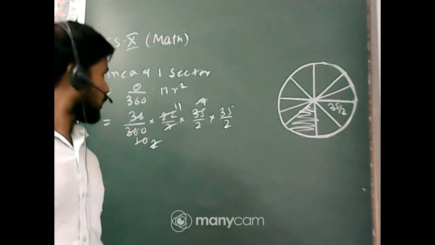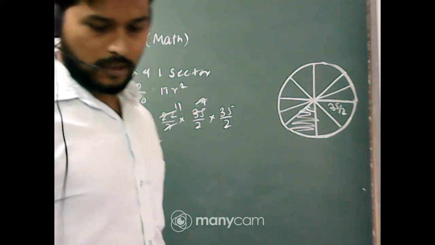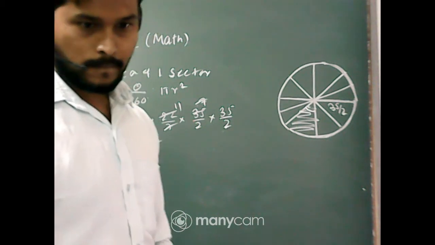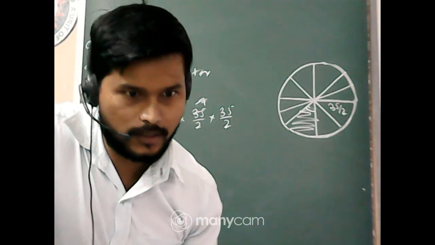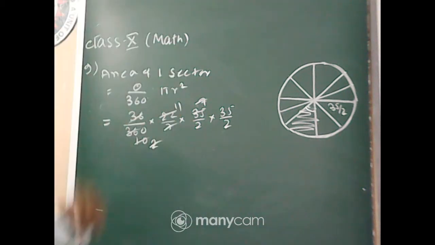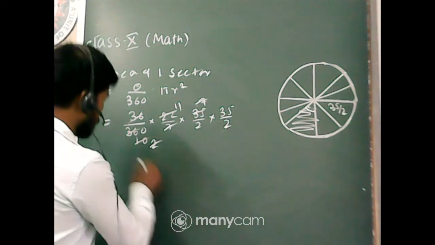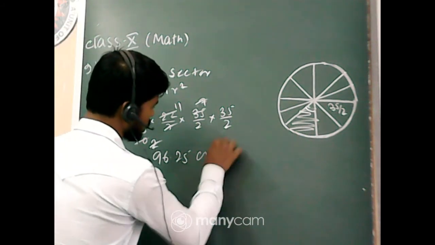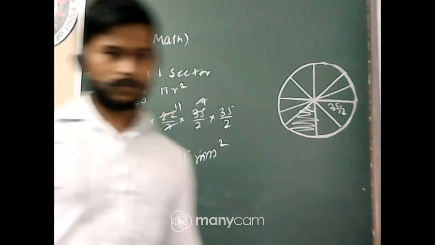Multiply 11 and 35 and then divide it by 4. 96.25, maybe. Yes, as maximum students are saying, the result would be 96.25. So 96.25, not centimeter, millimeter square, is the area of one sector. Completed.